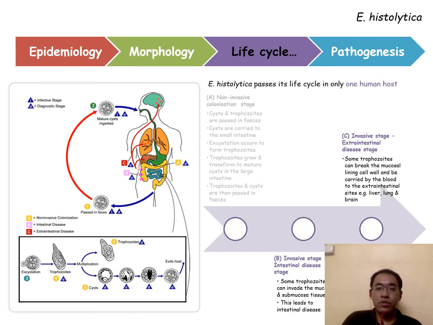Okay, so during the infection, if amoeba produce symptomatic disease, it can be either intestinal or extraintestinal disease stage. For the intestinal disease stage, some of the trophozoites can invade the mucosa and submucosal tissue and lead to intestinal disease. If the trophozoites successfully penetrate the intestinal compartment, go into the bloodstream and reach the liver, they can cause a liver abscess in that region.